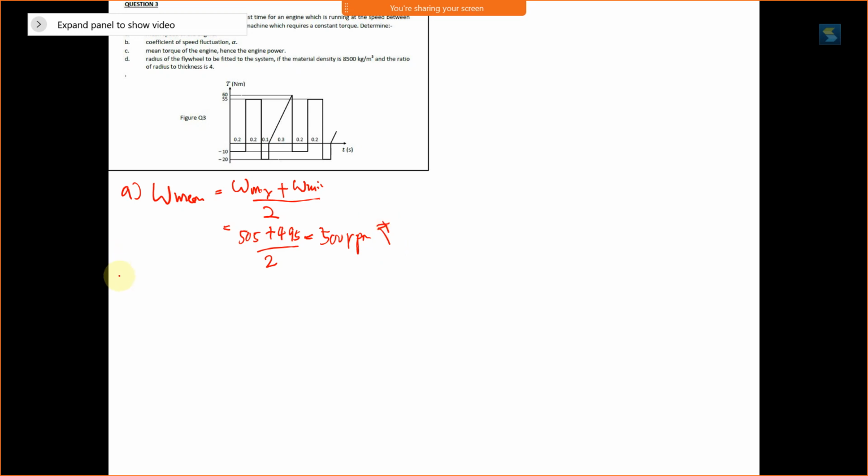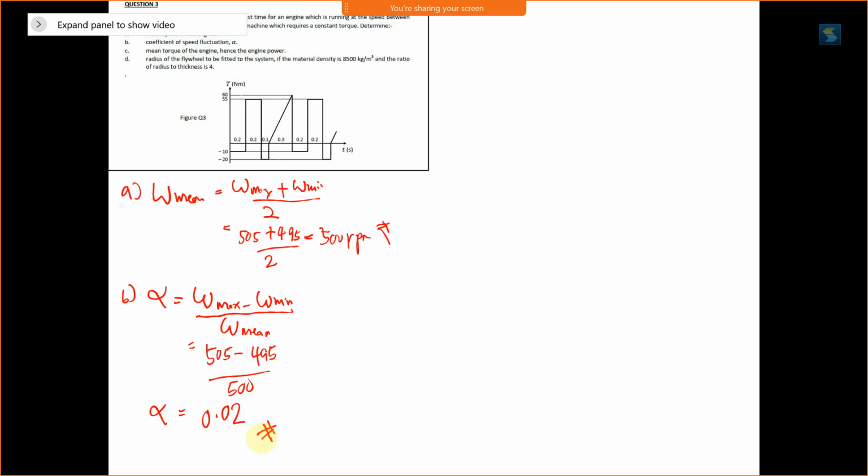Okay, B, coefficient of speed fluctuation, which is alpha. We can also use the equation where alpha equals omega max minus omega min divided by omega mean, isn't it? So we have 505 minus 495 divided by 500. So we have alpha equals to 0.02, isn't it? So this is our alpha.